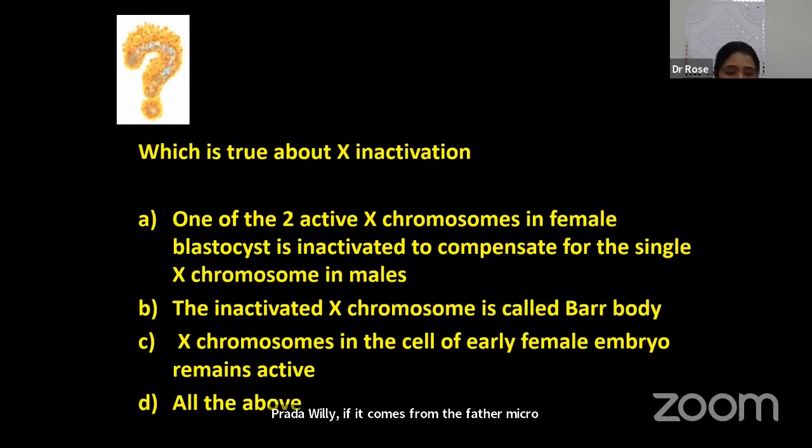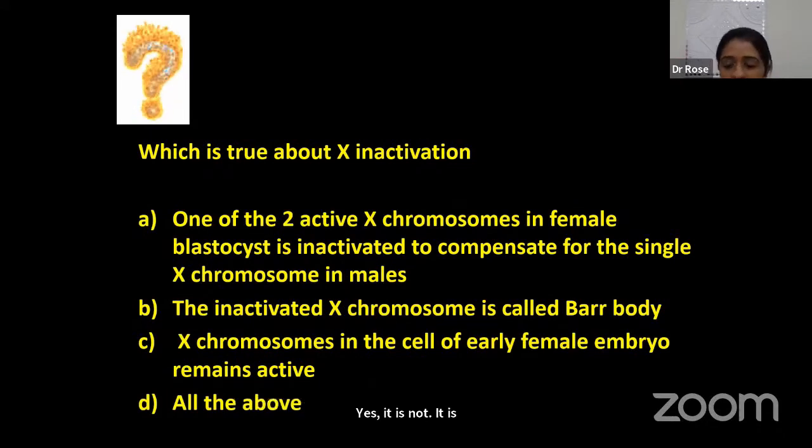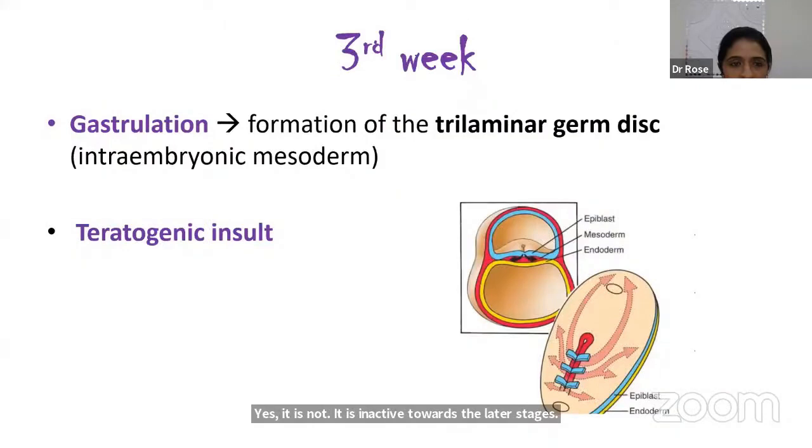One of the two active X chromosomes in a female is inactivated because otherwise it will be an overdose. Males have only one X, but females have two X. So if both of them get expressed, it will be an overdose. So one will be inactivated. The inactivated X chromosome we call the Barr body. X chromosomes in the cells of the early female embryo remain active. Yes, they are inactivated towards the later stages. So all the statements are true regarding X inactivation.